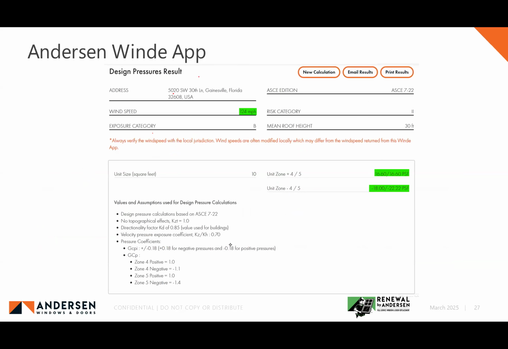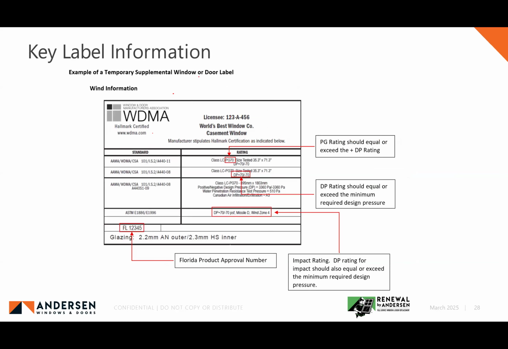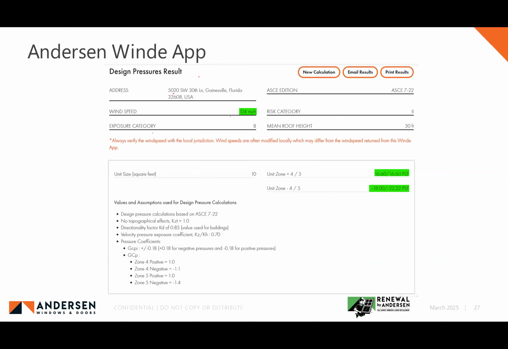And then after you click calculate, your results page pops up, and we see, like we talked about earlier, our wind speed is 124 miles per hour. And our positive design wind pressures for zone 4 and zone 5 are plus 16 PSF, and our negative design pressures for zone 4 and zone 5 are negative 18 and negative 22.2 PSF respectively.